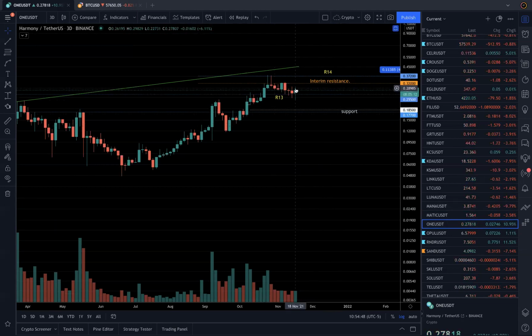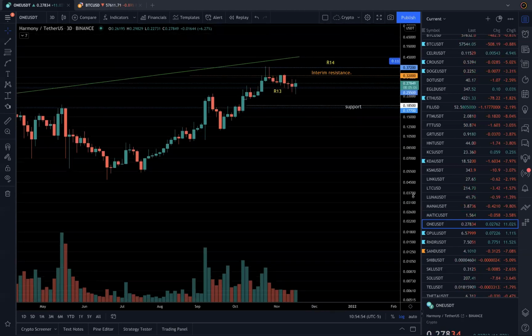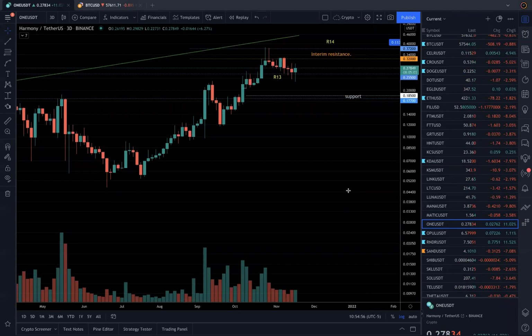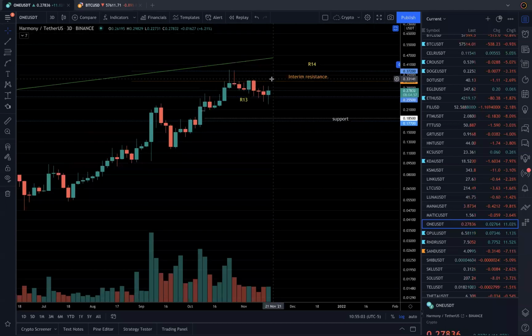But if you look at it, it's not able to make a new high. It made a new low. It hasn't made a new high. If I zoom in, hope it's visible. So I would say it requires at least 0.33 plus. Then you can say at this moment, no opportunity, no risk.